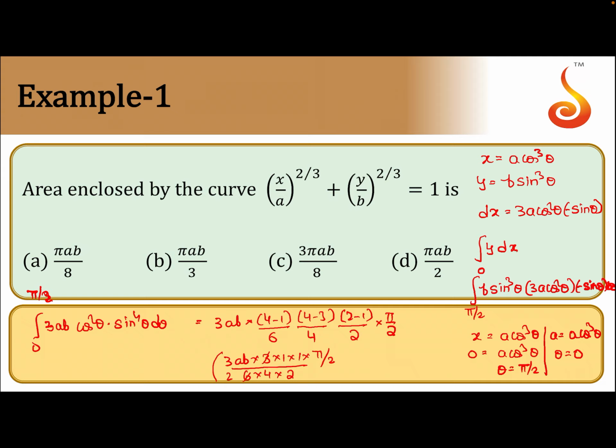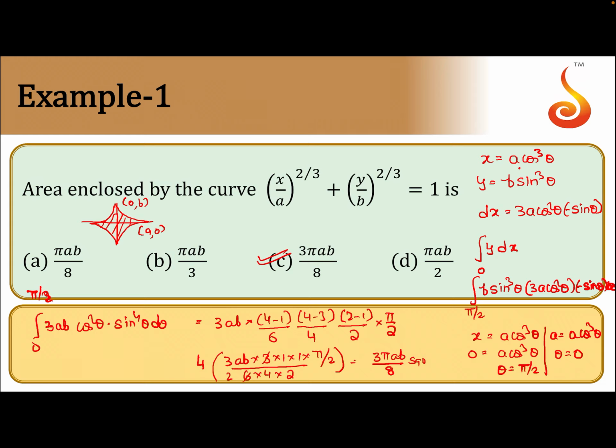But we talk about total area, 4 times, because if we try to draw the graph of it, the graph looks like this. So this is the graph of the given curve, and this point is a comma 0, this point is 0 comma b. So this is the total shaded area. So 4 parts. So this will give you 3 pi ab by 8 square units. Option C.